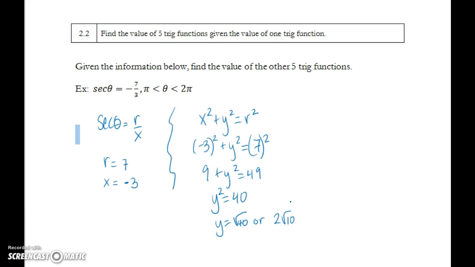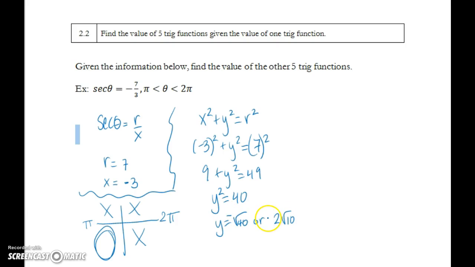Now we have to decide if that value of y is positive or negative. So let's sketch a graph and see what's happening here. We know that our angle theta lies between pi and 2 pi, which means that it's not in quadrant 1 or quadrant 2. We also know that x is negative. If x is negative, it can't be in quadrant 4 because x is positive. So it lies in quadrant 3. And in quadrant 3, y is actually negative as well. So those values are negative.